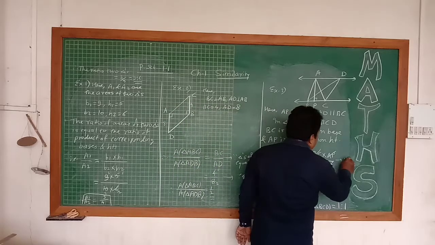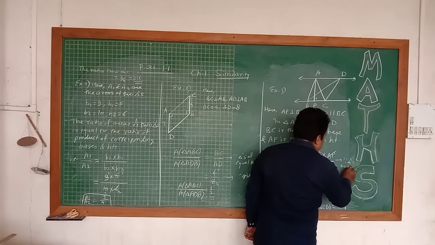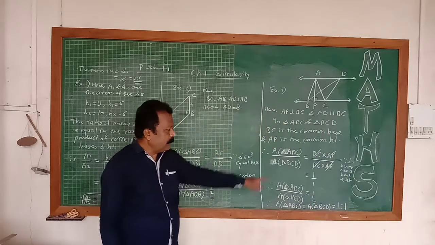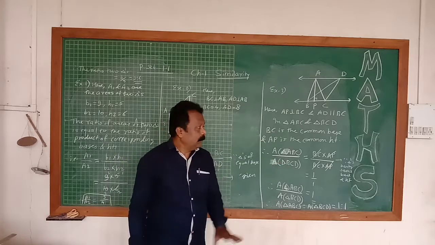Here the reason: what is the reason? Triangles having the same base and height. This is the reason that you have to write, because for the reason you get half a mark. This is one way.